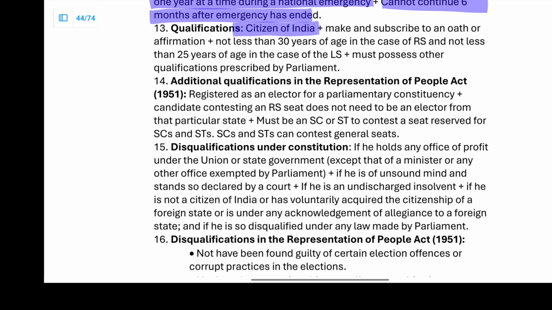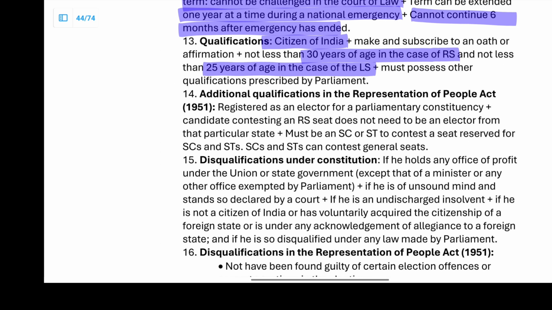Qualification is citizen of India, not less than 30 years of age in case of Rajya Sabha and not less than 25 in case of Lok Sabha. So 25, 30. 25 is for the Lok Sabha, 30 is for the Rajya Sabha, right?